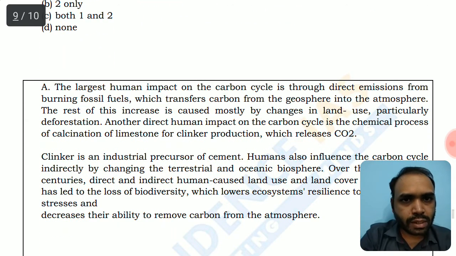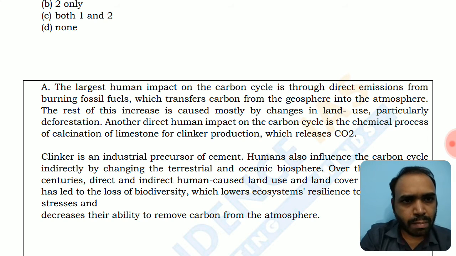Let's read more about this carbon cycle. The largest human impact on the carbon cycle is through the direct emission of burning fossil fuels, which transfers carbon from the geosphere into the atmosphere. The rest of this increase is caused mostly by changes in land use, particularly deforestation.